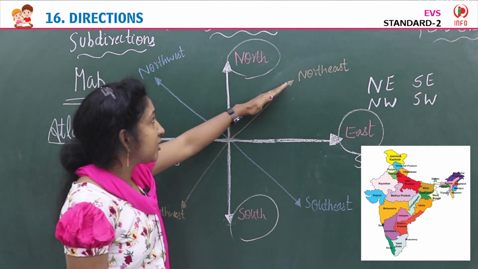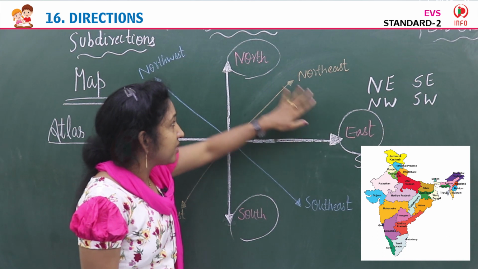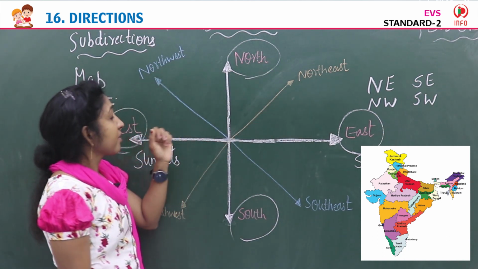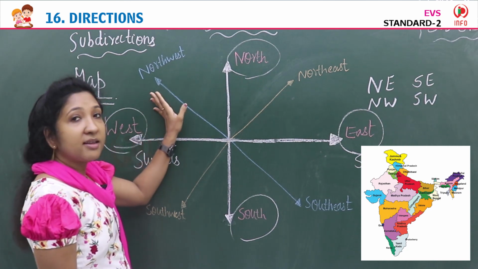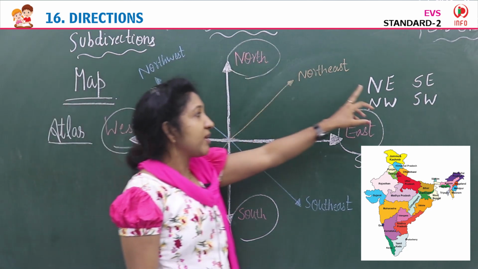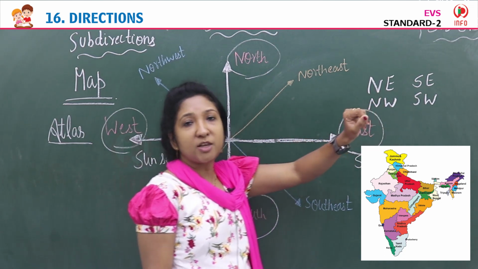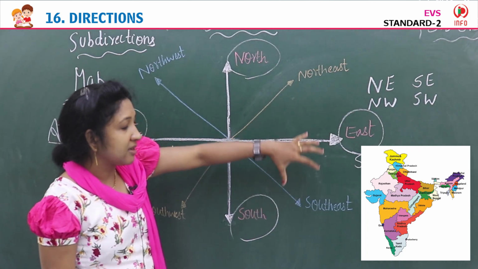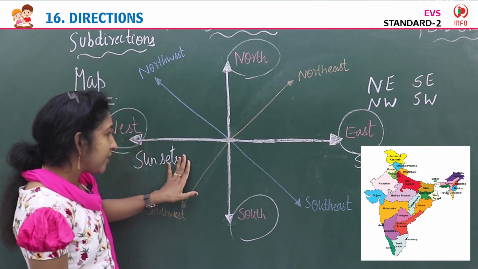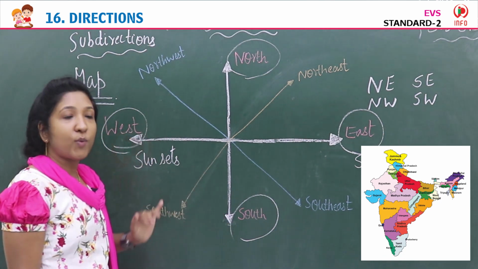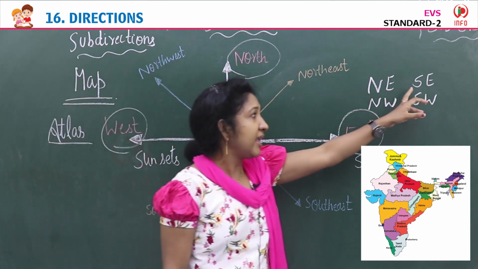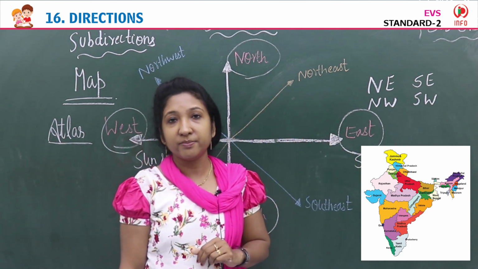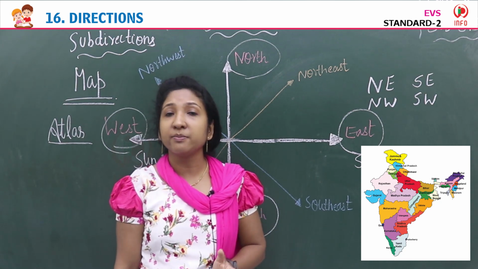Sub-directions. The halfway between north and east, this halfway, this is actually northeast. The halfway between north and west, that is northwest. Northeast means NE, northwest means NW. Then the halfway between south and east is southeast. The halfway between south and west is southwest. Southeast is SE, southwest is SW. They are sub-directions. Then what else we learned?